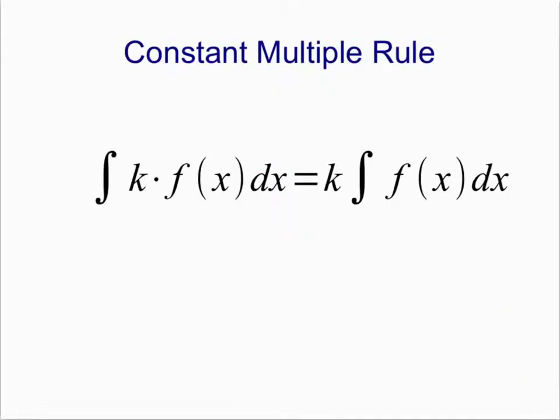With integration, we do have a constant multiple rule, just like we had with derivatives and limits. And basically it says if you have some function that's multiplied by a constant, and you want to do the antiderivative or the integral, you can simply factor that constant out and then do the antiderivative on the function and multiply it back on. So let me show you how that looks in practice.